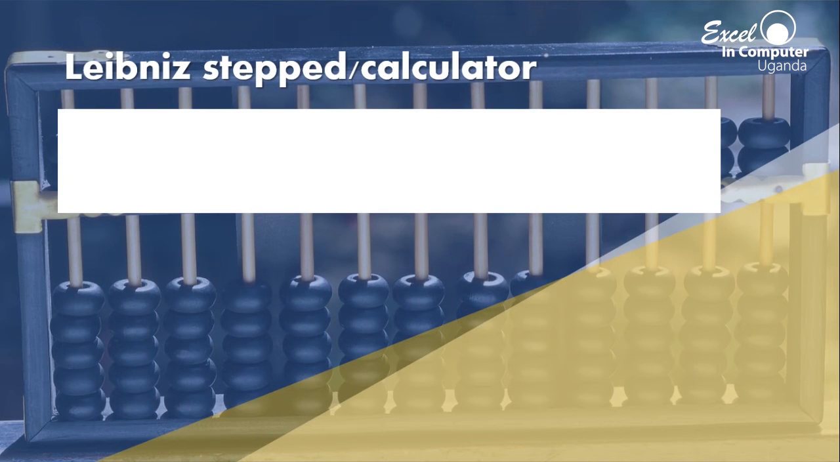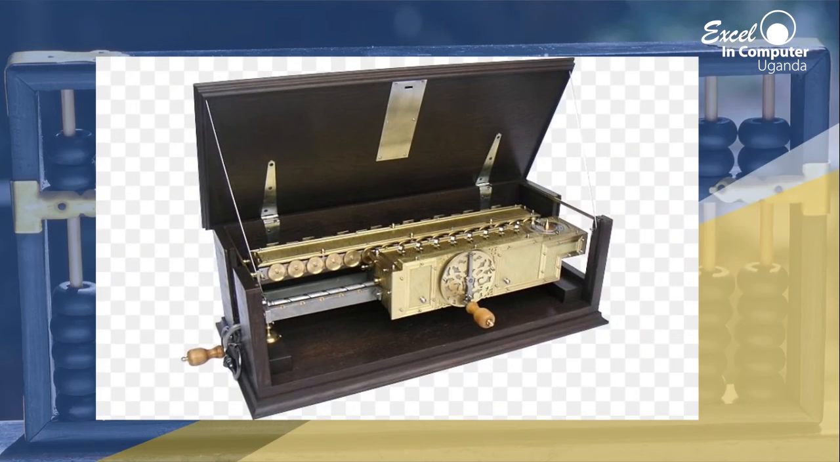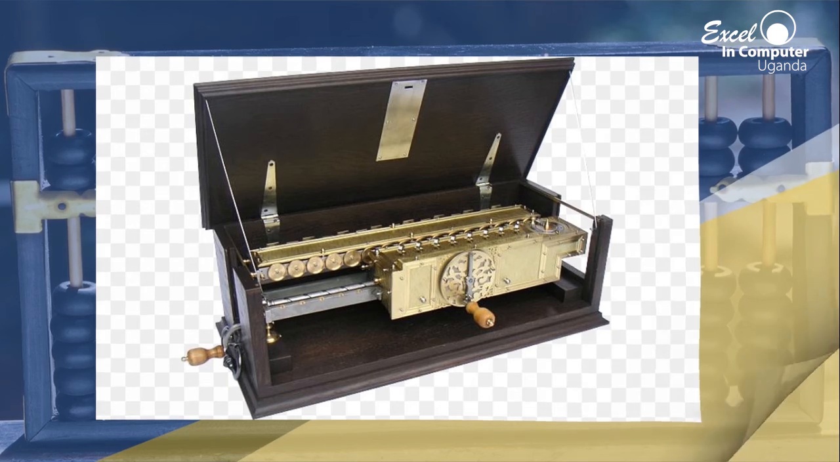So we have the stepped calculator. It was the first calculator that could perform all four arithmetic operations. It was completed in 1694 by Gottfried Leibniz. So this computer could do multiplication, addition, subtraction, and division. This is its image.